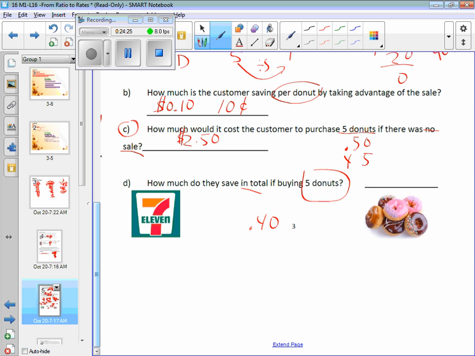Run it by me again. Start over from the beginning. How'd you do it? There are two ways you can do it: one using straight multiplication and one using subtraction. But go ahead.